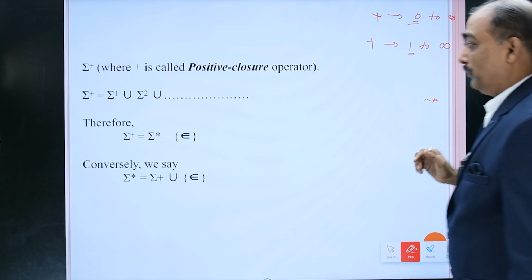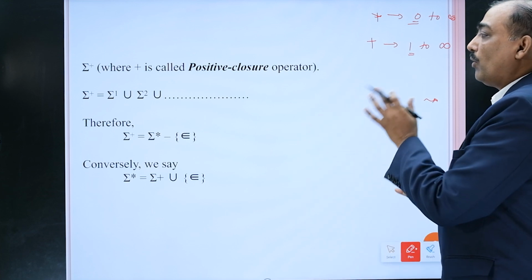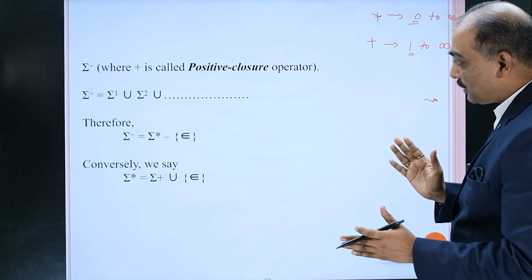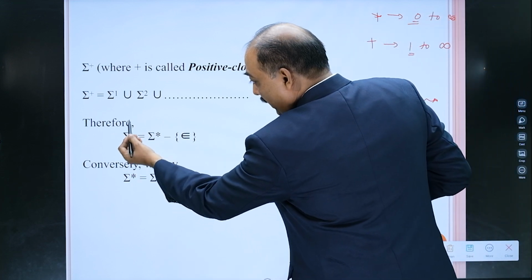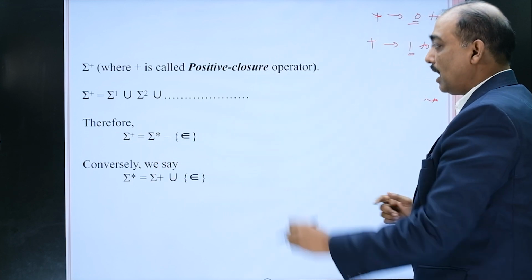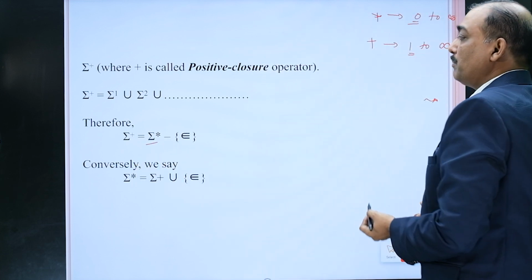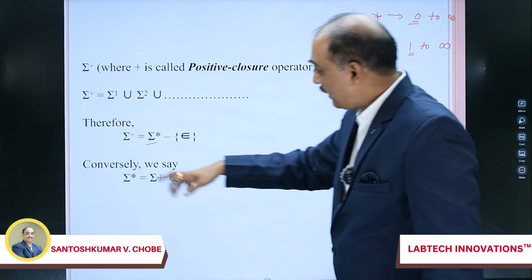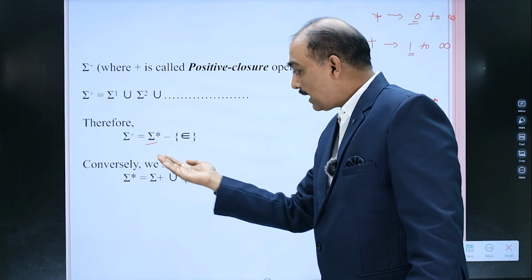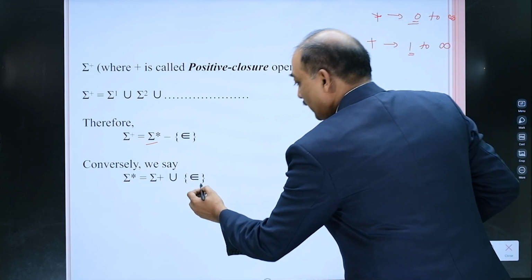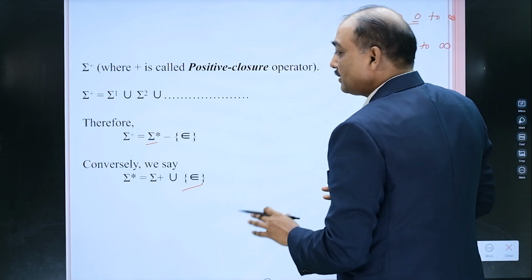0 is not allowed. Now, whatever we have seen for sigma to the power 0 and sigma to the power 1, if I try to have some relationship between sigma to the power 0 and sigma to the power plus, I can write sigma plus is equal to sigma star minus epsilon, because sigma star includes epsilon whereas sigma plus doesn't allow epsilon. Or I can write sigma star is equal to sigma plus union epsilon, because sigma plus does not include epsilon whereas sigma star includes epsilon.